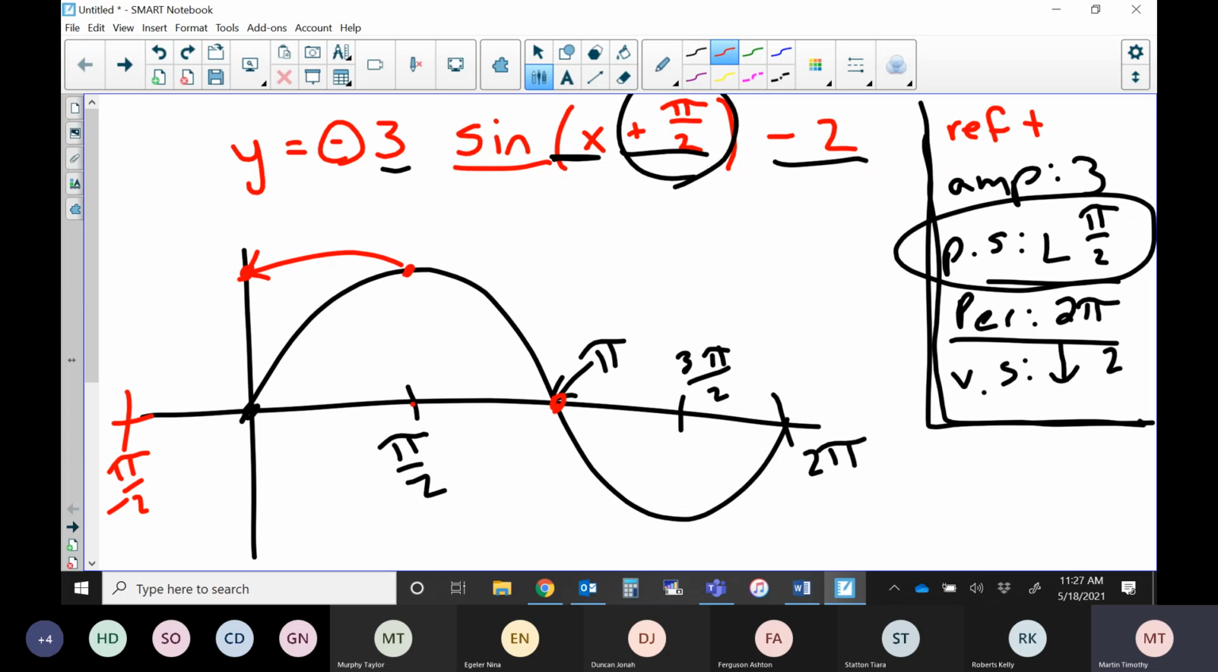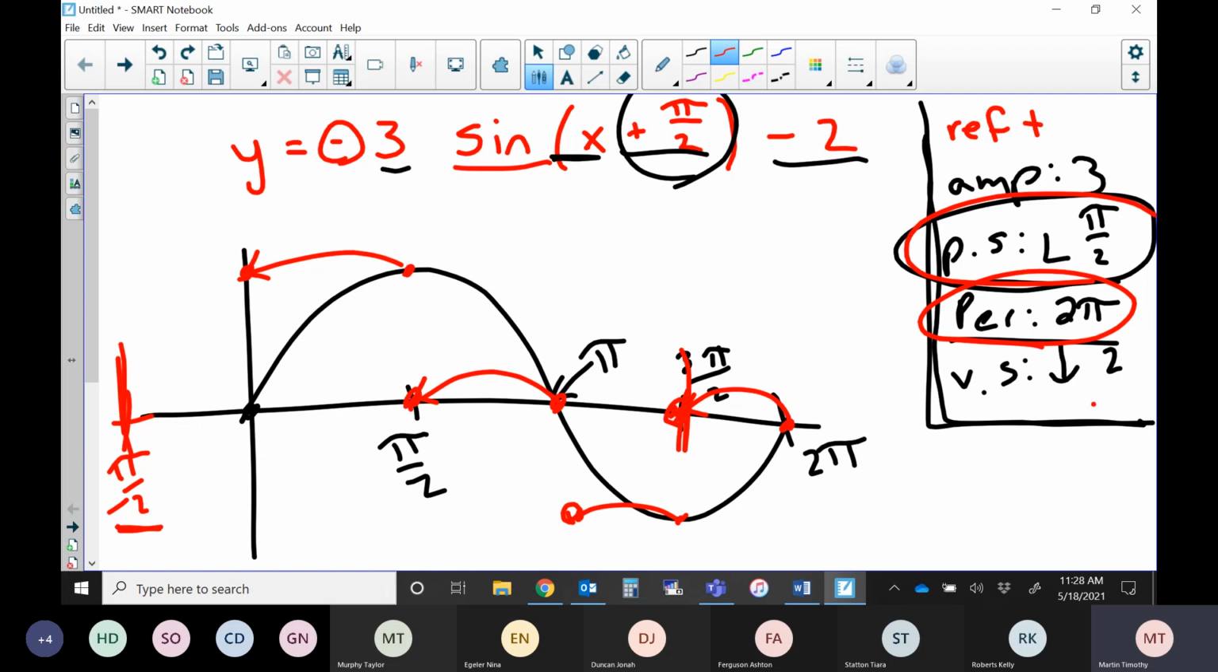This pi is no longer going to happen here. It's going to happen here. And this minimum is no longer going to happen there. It's going to happen at pi. And this ending for the full period will no longer end at 2 pi. It's going to end at 3 pi over 2, because the distance between negative pi over 2 and 3 pi over 2, from here to here, is 2 pi. All right, so now I've thought about this. I've taken care of my period.